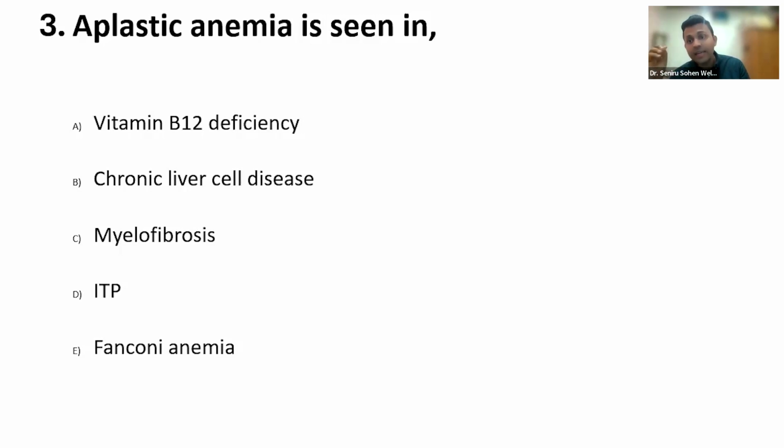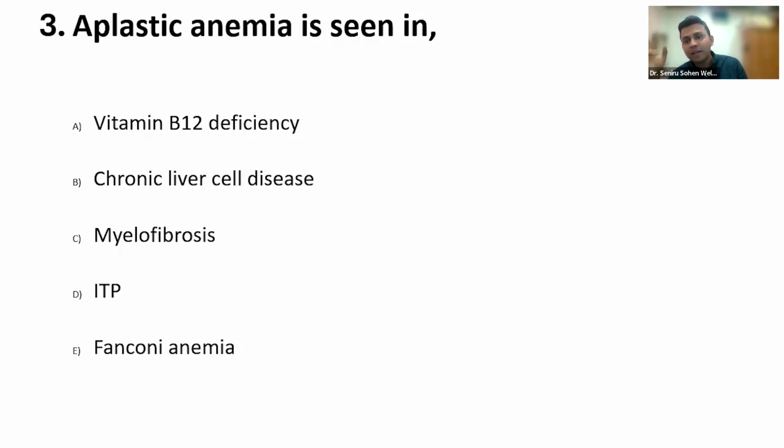Myelofibrosis again is a cause of pancytopenia, but it is not related to aplastic anemia. If you have myelofibrosis, that is, you have fibrosis of the bone marrow, you cannot label that patient as having aplastic anemia. ITP is immune thrombocytopenia, where you get only a reduced amount of platelets in your circulation due to peripheral destruction of platelets rather than a production defect in the bone marrow.